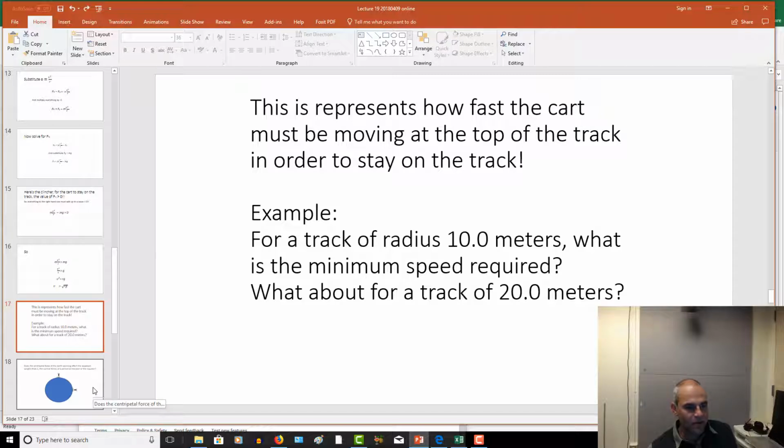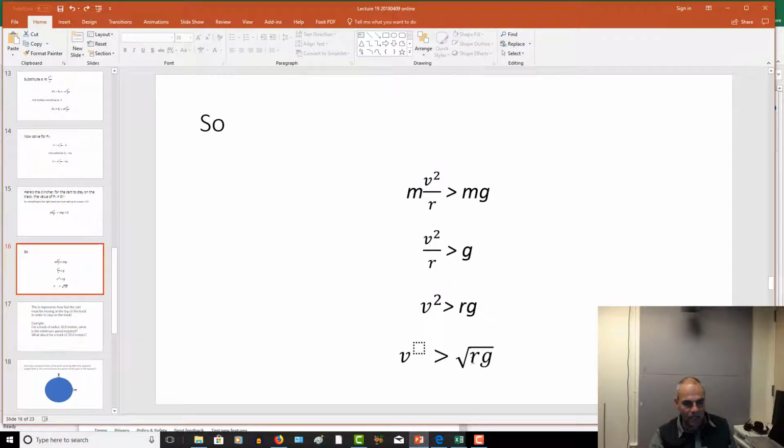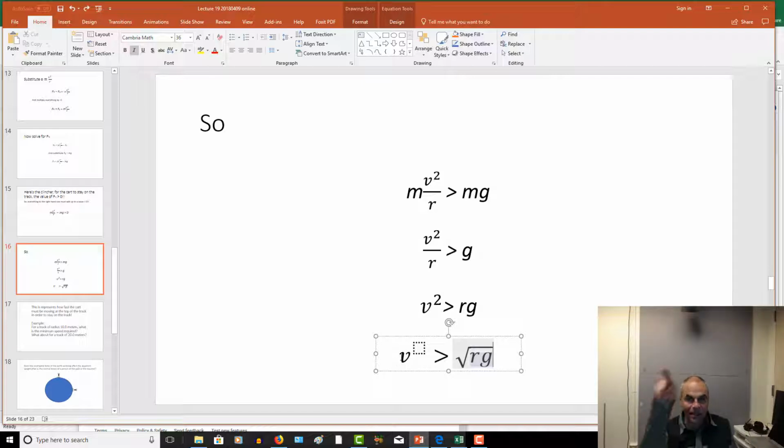If we did an example, what would be the minimum speed at the top of the track, for a track of radius 10 meters, for the roller coaster to stay on the track? Well, if we go to this equation here, I would put in 10 meters, and I'll take g to be 10. The square root of 100 is 10 meters per second. So the speed would have to be at least 10 meters per second at the top of the track in order for the roller coaster to stay on the track.